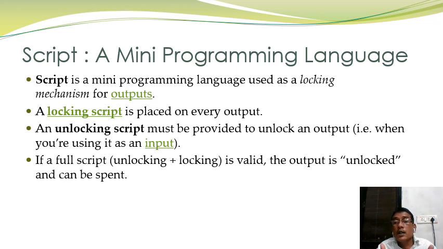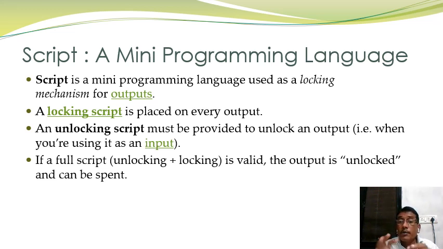As we know, outputs from the previous transaction are used as inputs for the current transaction. This input will process the output, and they will produce the output for the next transaction. So we have to unlock the output, and for unlocking the output we need the unlocking script.